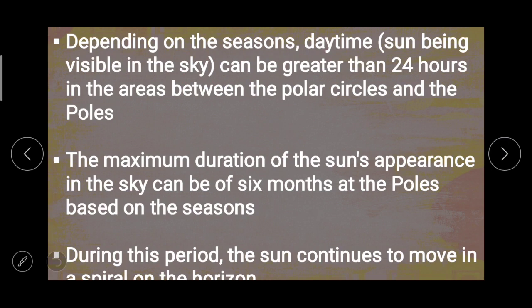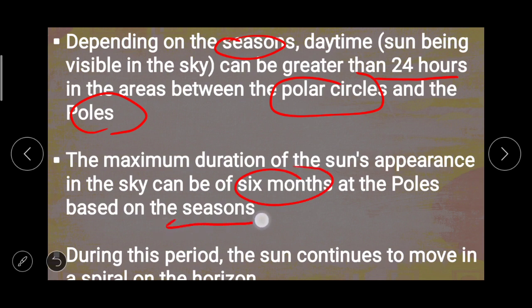Next thing, depending on the seasons, daytime, that is the sun being visible in the sky, can be greater than 24 hours in the areas between the polar circles and the poles. The maximum duration of the sun's appearance in the sky can be 6 months at the poles based on the seasons. So during this period, the sun continues to move in a spiral on the horizon.